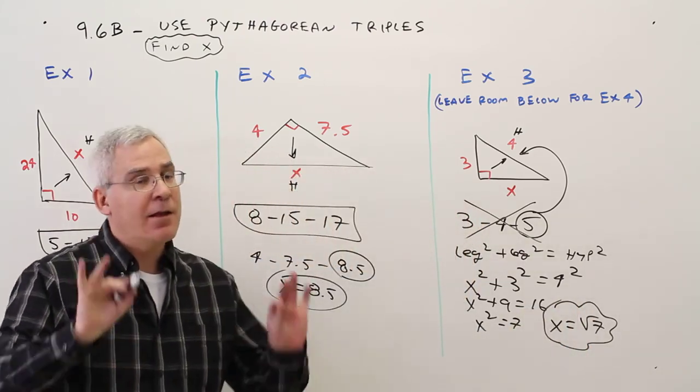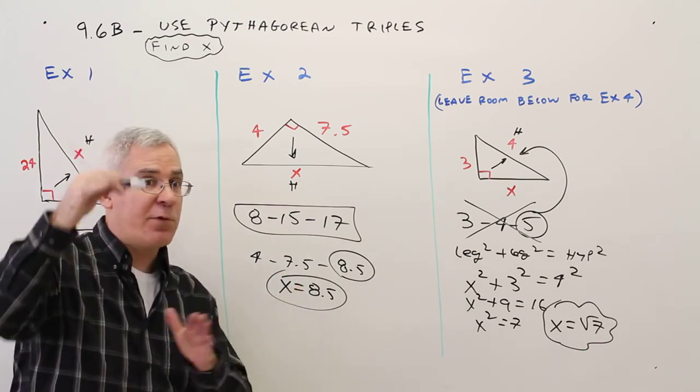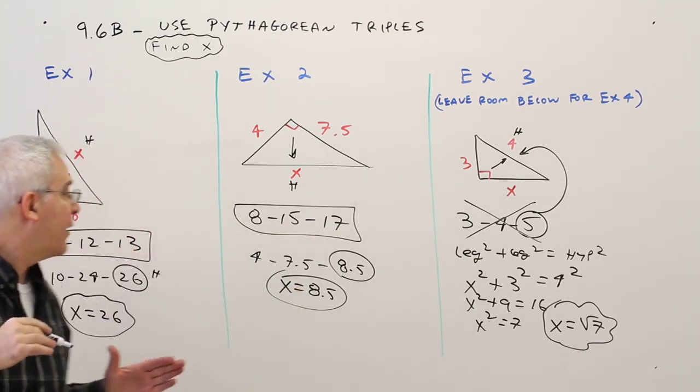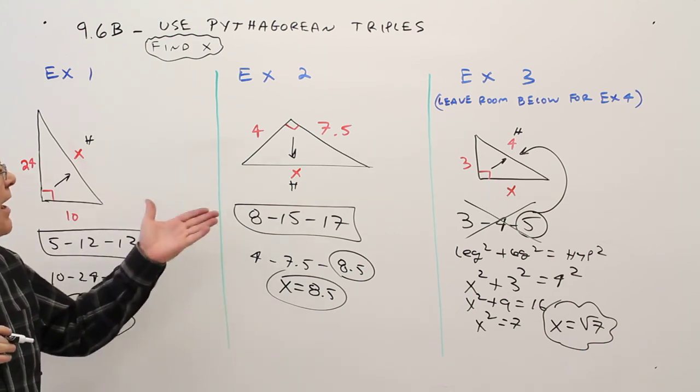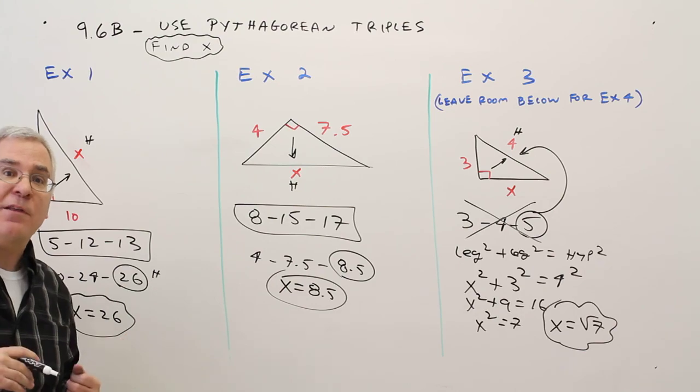So once again, please be careful when using the Pythagorean triples as far as who's the hypotenuse and who's the leg. So there you have it. 3 examples that use Pythagorean triples to help save time in solving problems.